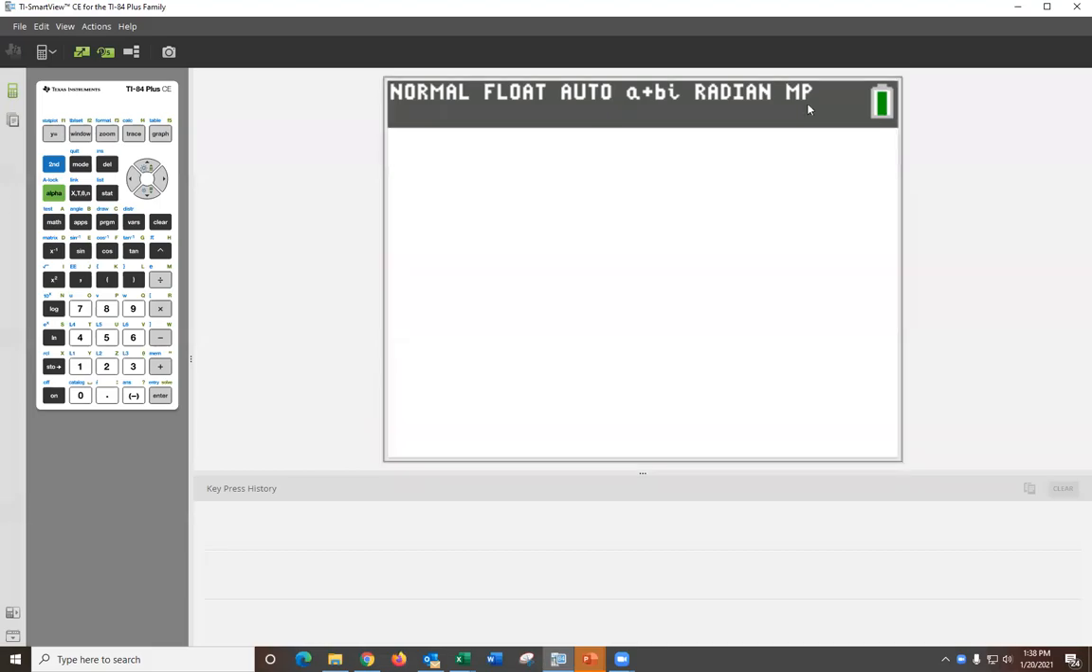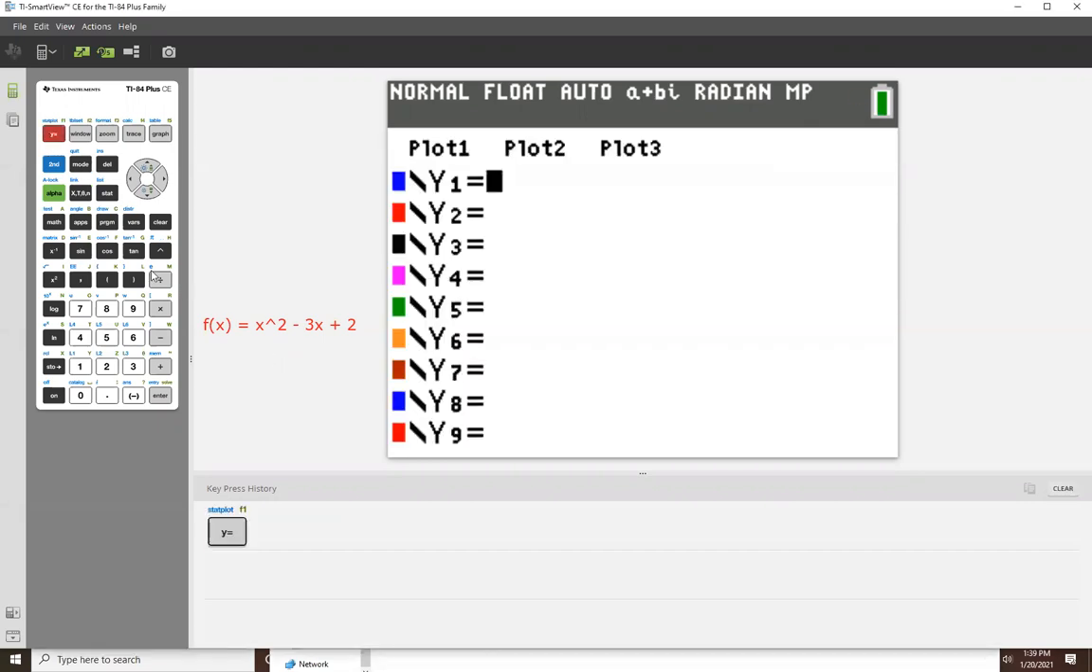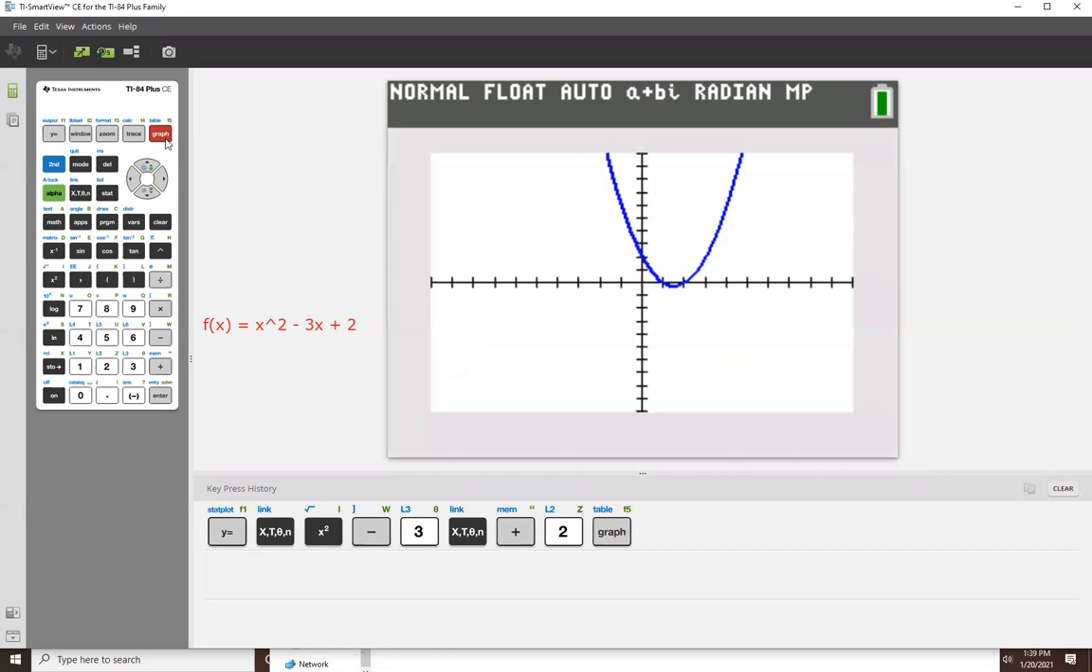Now let's talk about maximum and minimum of a function. So let's get a function, and there's one right there. First off, let's just graph it and see what it looks like. So x squared minus 3x plus 2. And yeah, it looks pretty good. Okay, so if I go to the graph, boom.